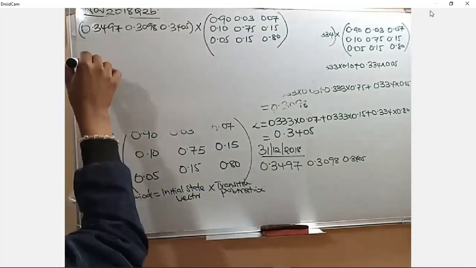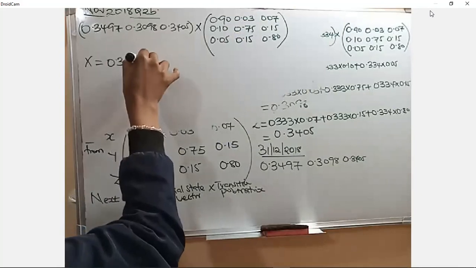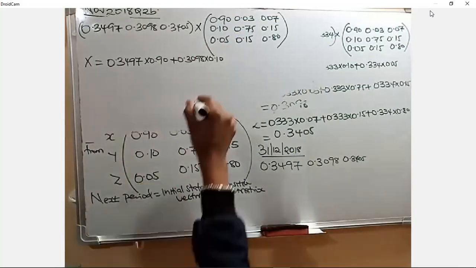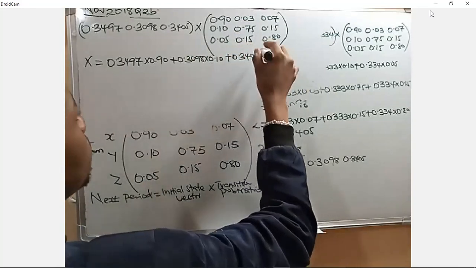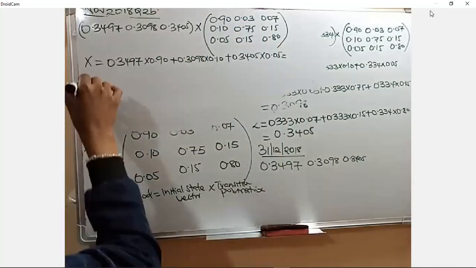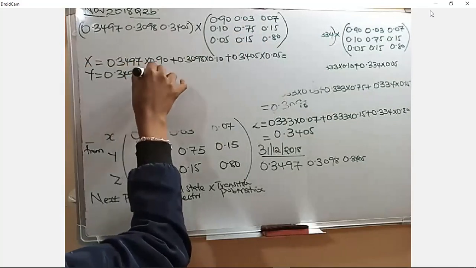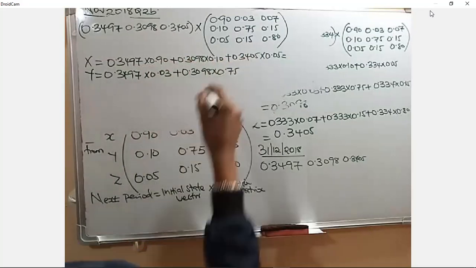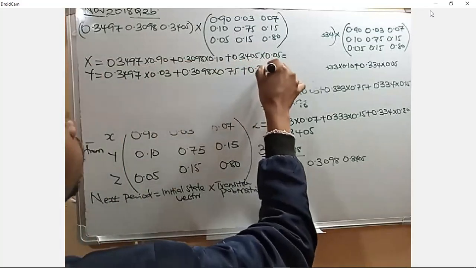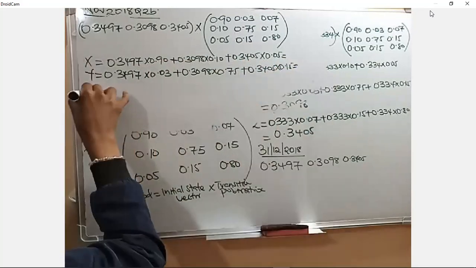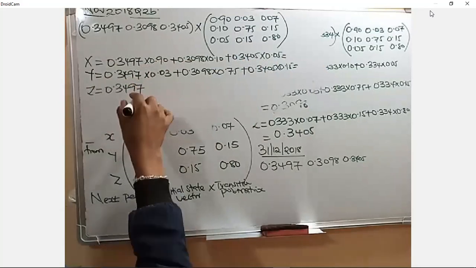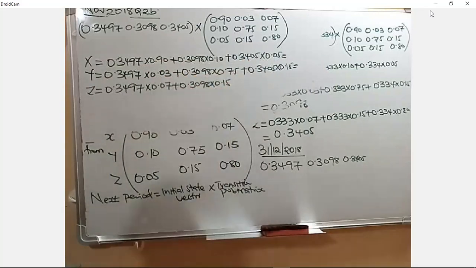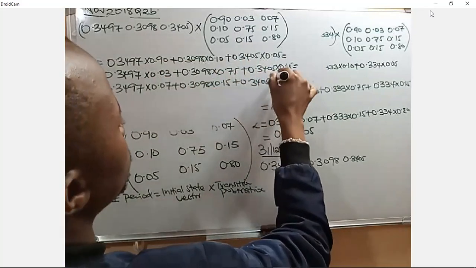So to get for X at the end of the year 2018, we take 0.3497 times 0.90 plus 0.3098 times 0.10 plus 0.3405 times 0.05. Now to get for Y, 0.3497 times the second column now, 0.03, plus 0.3098 times 0.75, right? Plus 0.3405 times 0.15. Then for Z now, you take 0.3497 times 0.07 plus 0.3098 times 0.15, sorry, then plus 0.3405 times 0.80.